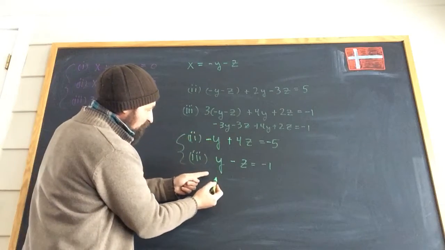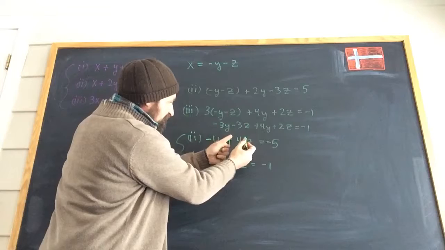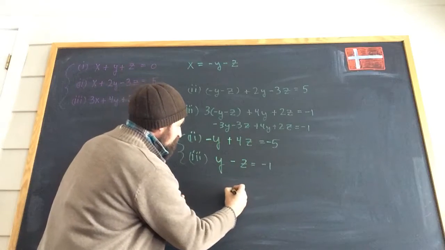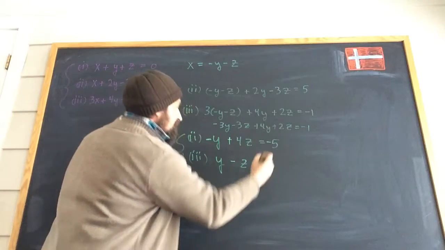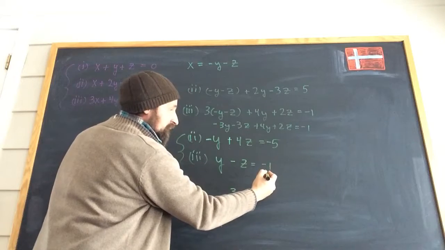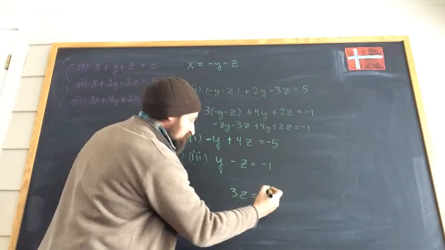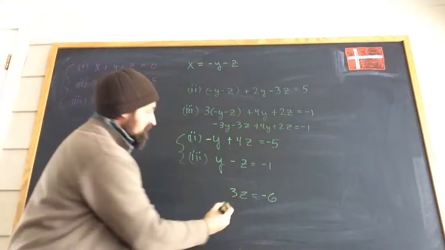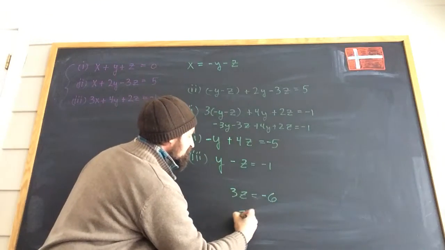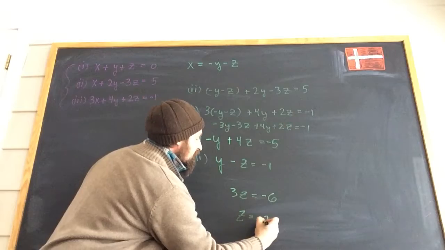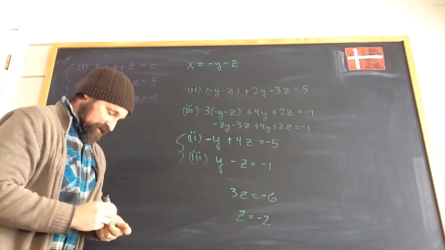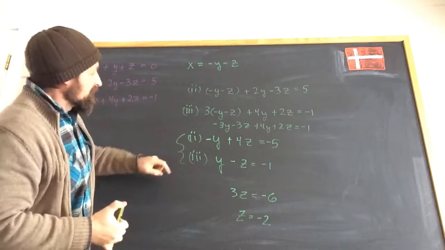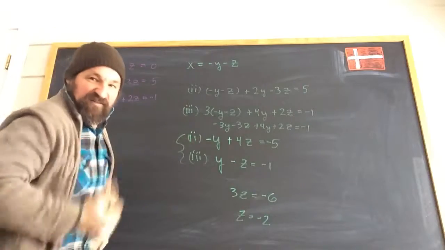Minus 1y plus 1y is 0y's. 4z's plus minus 1z would be 3z's. Minus 5 plus a minus 1, well, negative 5 plus negative 1 is a negative 6. And I'll solve for z now. 3z equals negative 6, so z equals negative 2. All right, I found the value of z that solves the system.